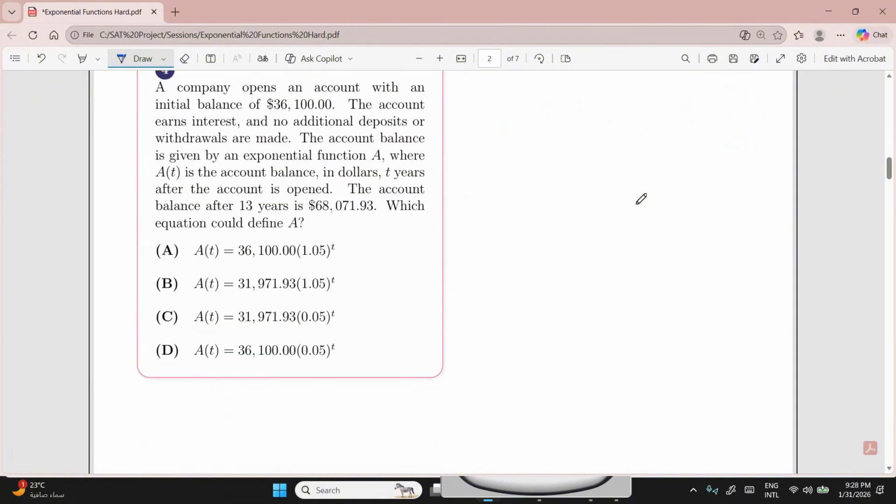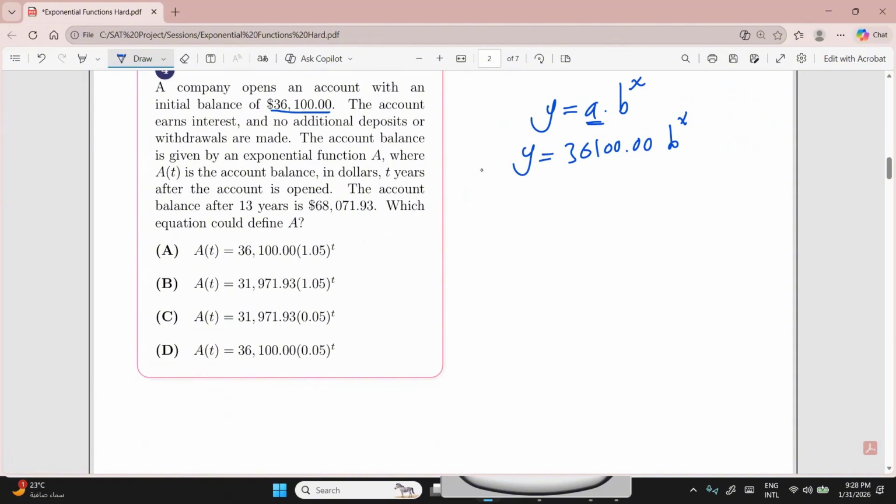Question number 4. A company opens an account with an initial balance of this. Initial is always the A. When I write y is equal to A times B to the x, A is the initial. So we can replace A now with this number. Y is equal to 36,100.00 times b to the x power.